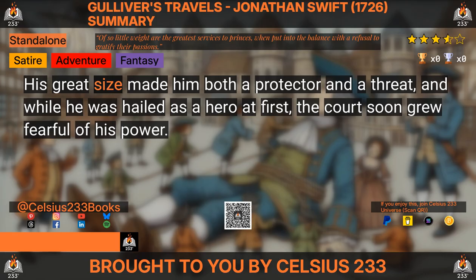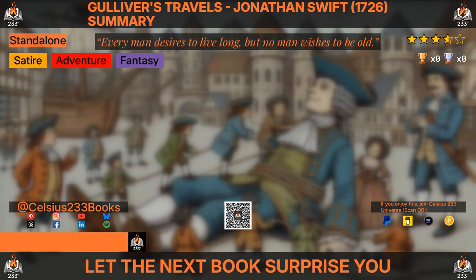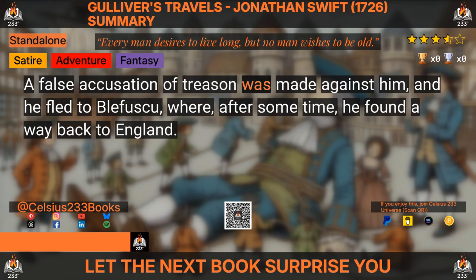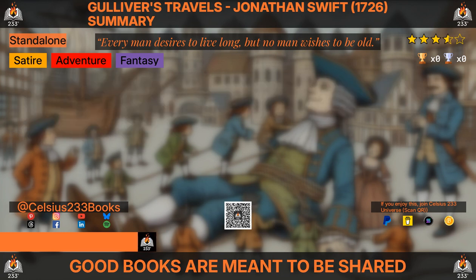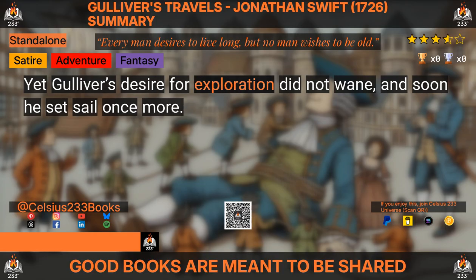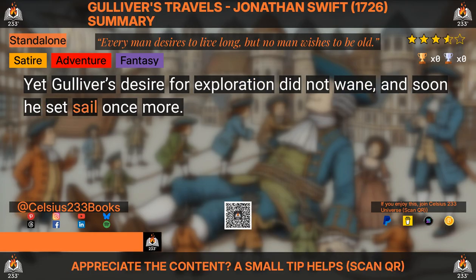His great size made him both a protector and a threat, and while he was hailed as a hero at first, the court soon grew fearful of his power. A false accusation of treason was made against him, and he fled to Blefuscu, where, after some time, he found a way back to England. Yet Gulliver's desire for exploration did not wane, and soon he set sail once more.